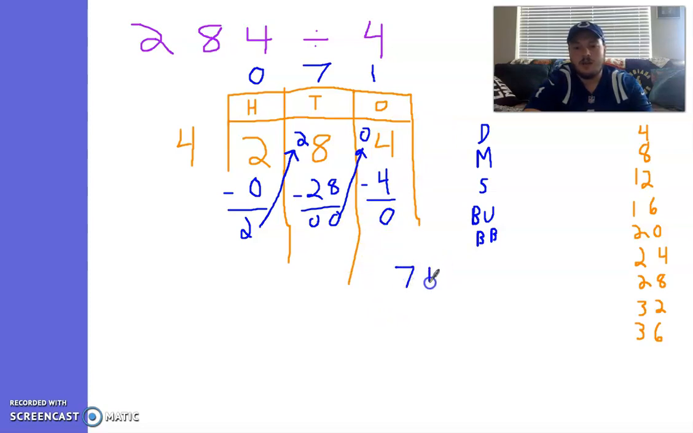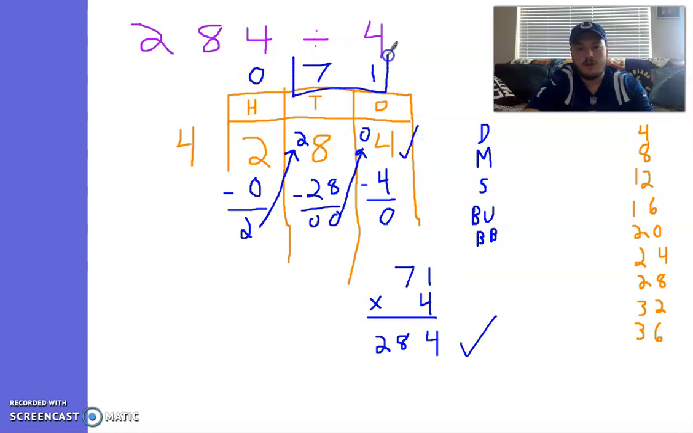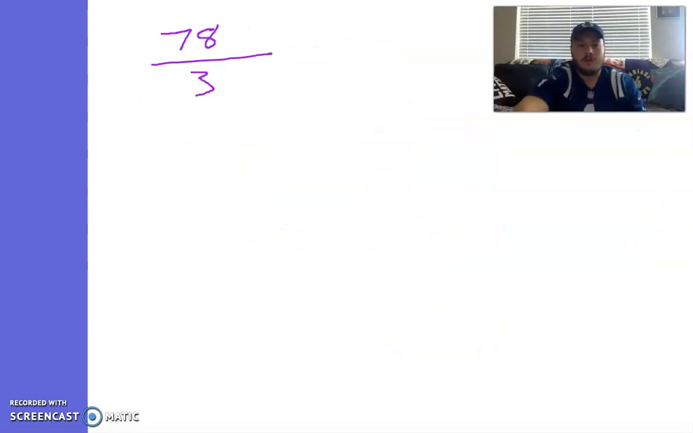I'm going to check that by taking my quotient and multiplying it times my divisor. So 71 times 4. 4 times 1 is 4. 4 times 7 is 28. We see that it matches the number we put in there, so we know that 71 is the correct quotient. Let's move on to another example.